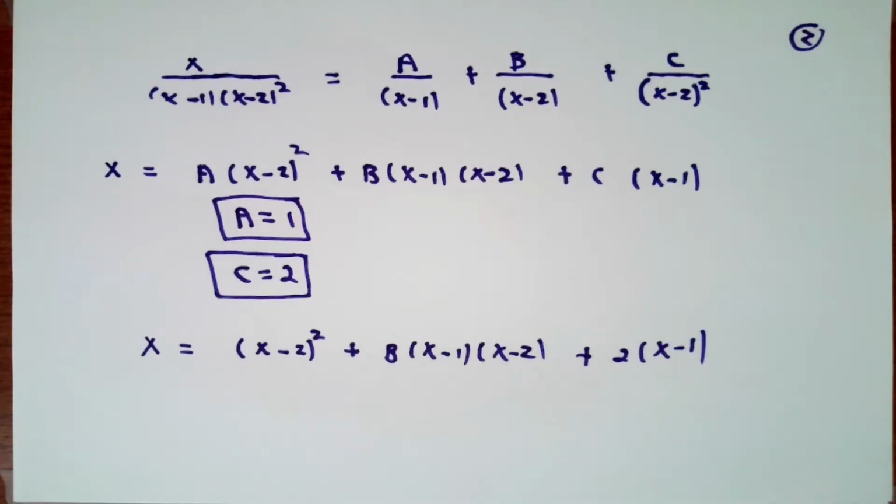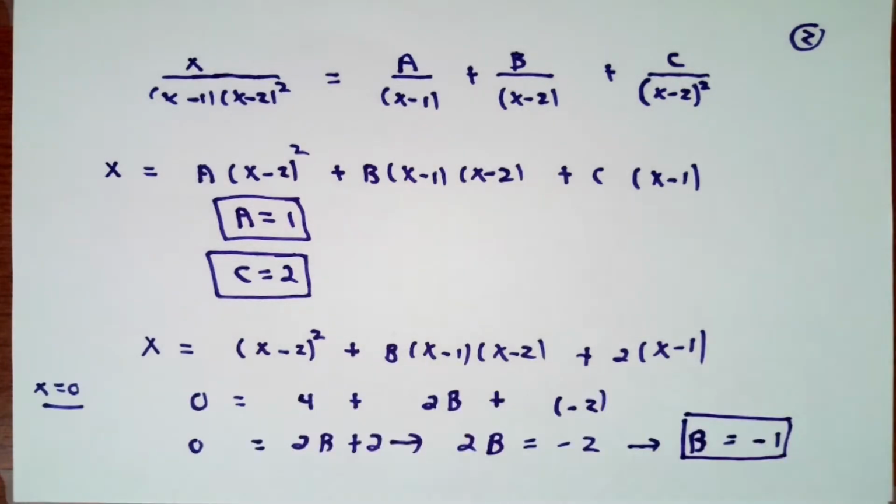Let's let x equal 0. The left-hand side is 0. Negative 2 squared is 4. Negative 1 times negative 2 is 2. 0 minus 1 is negative 1. Inserting this information into our equation for x equals 0, we find out that B is negative 1.